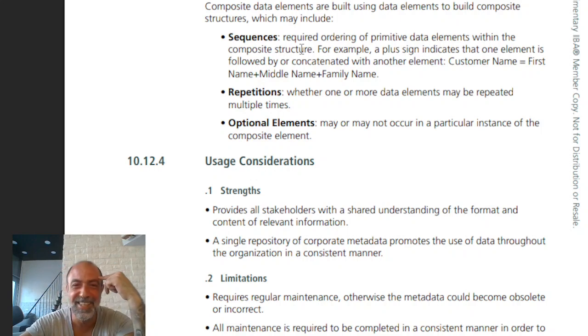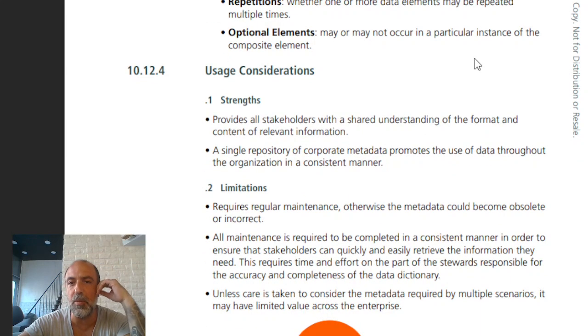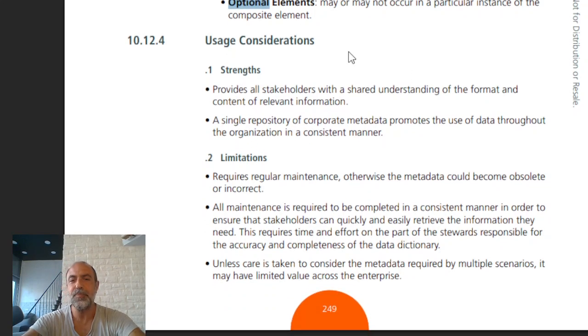Sequences, required ordering of primitive data elements within the composite structure. For example, a plus sign indicates one element is followed or concatenated with another element. Customer name is first name plus, and so on. Repetitions, whether one or more data elements may be repeated multiple times. Optional elements may or may not occur in a particular instance of the composite element. Well, repetitions means whether it can be repeated or not, and optional elements, whether you include it or not. So these are basic coding rules.